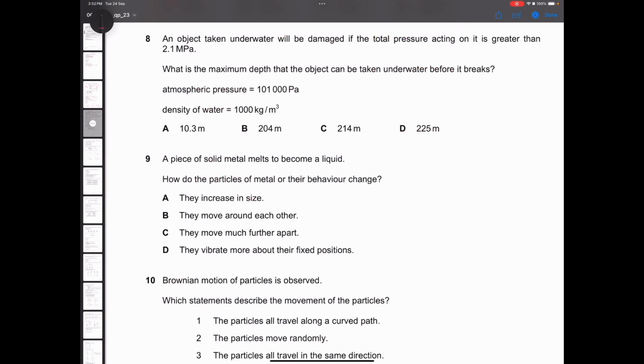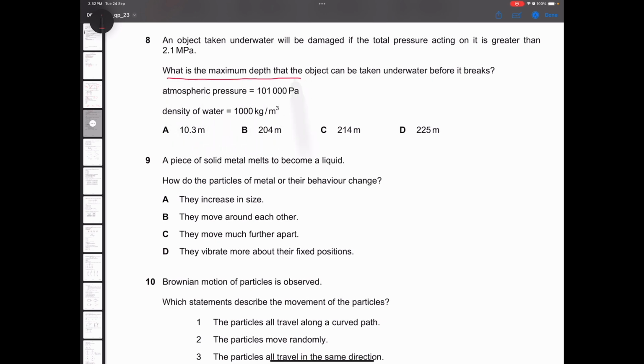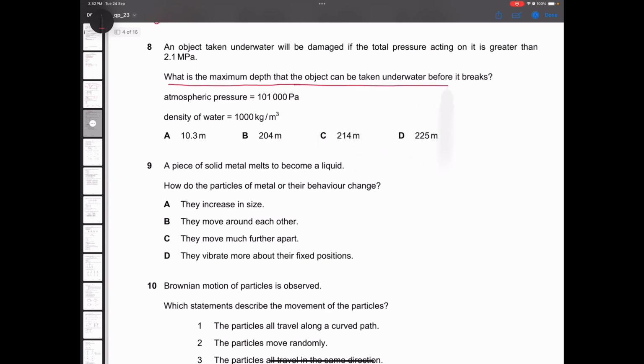Starting with question number 8, an object is taken underwater, and will be damaged if the total pressure acting on it is greater than 2.1 megapascals. Then they're asking what is the maximum depth that the object can be taken underwater before it breaks. So for this, we know one simple formula: change in pressure equals density into gravitational field strength into the change of height, right?